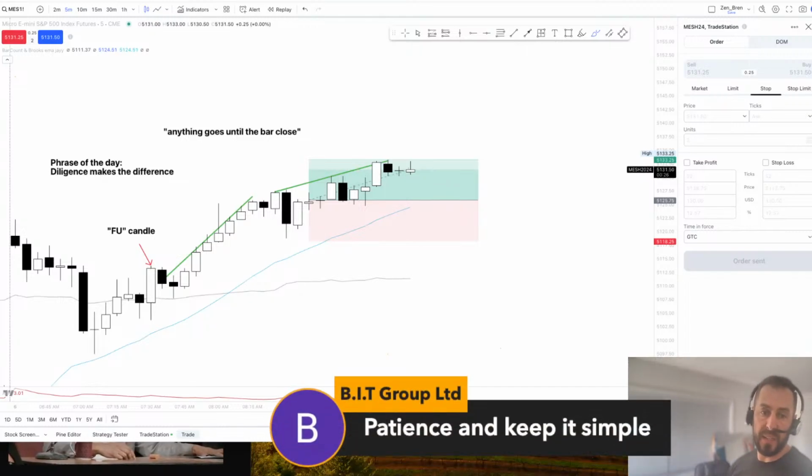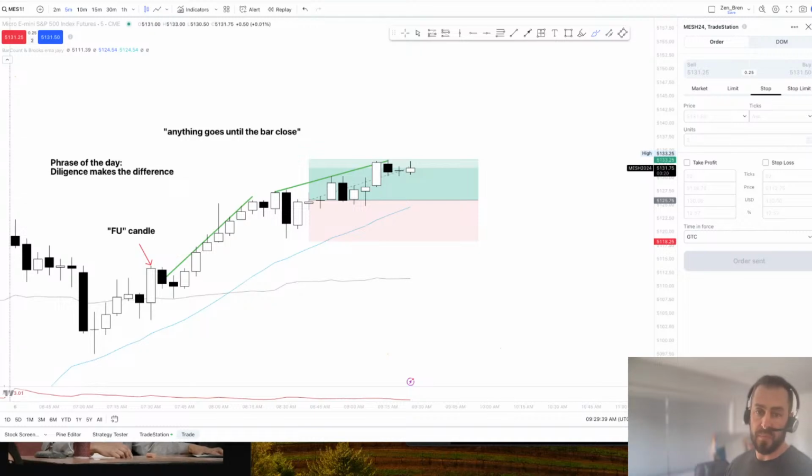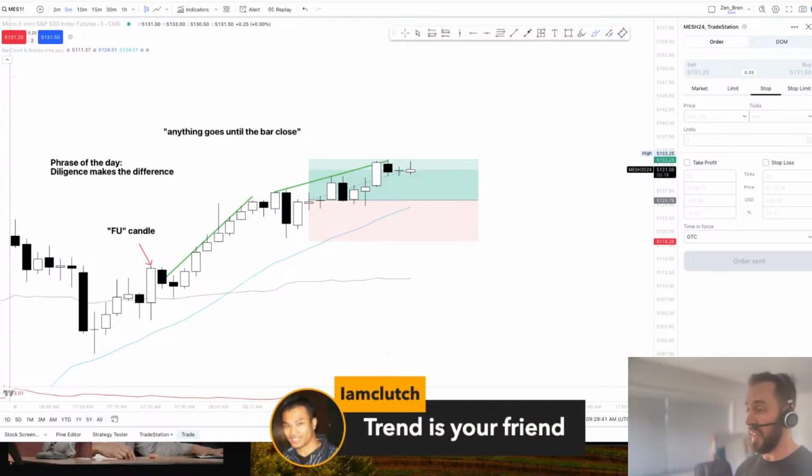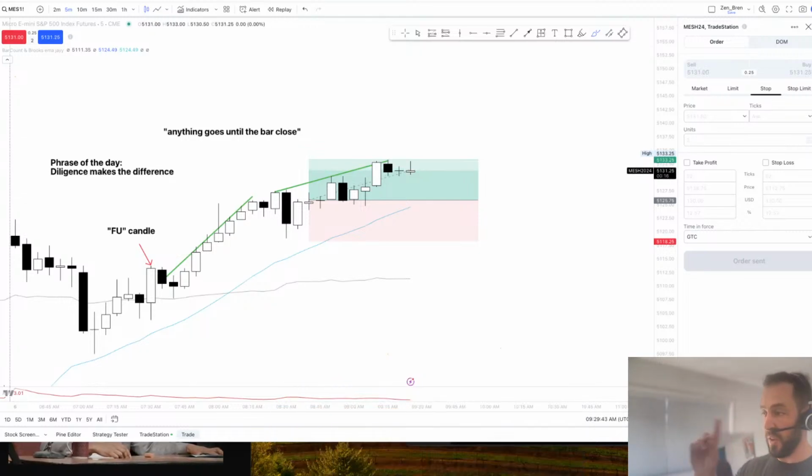BIT says his takeaway is patience. Keeping it simple. Powerful. The trend is your friend. Hell yes. And how about that rule? Don't fade a strong trend until you get a break of that trend line and a retest of the high. Remember that one. That's a really good one.